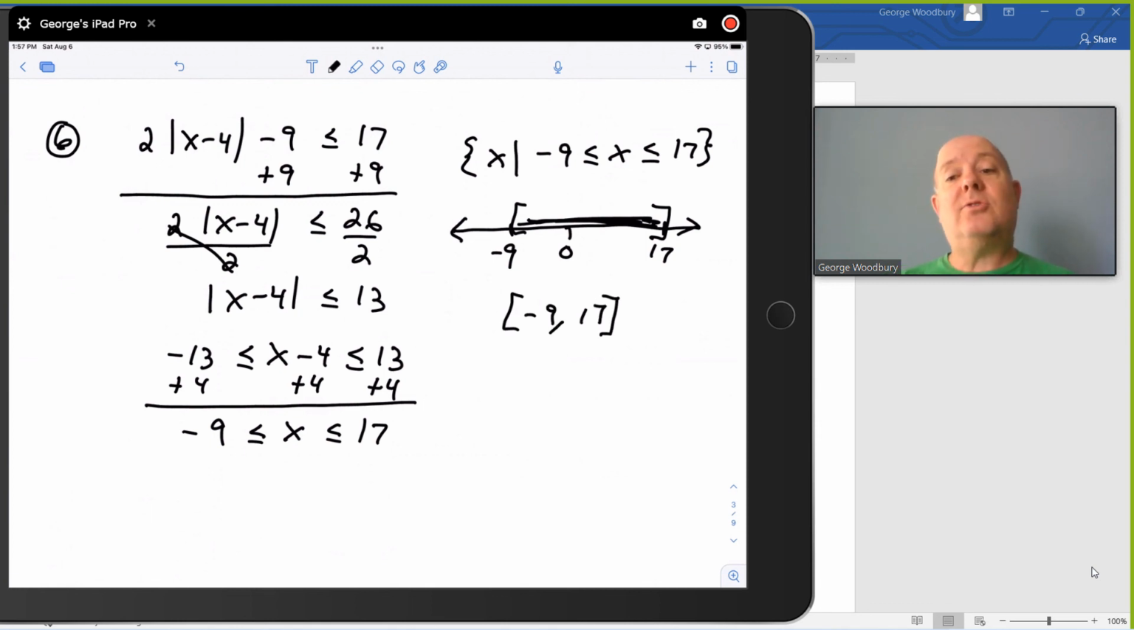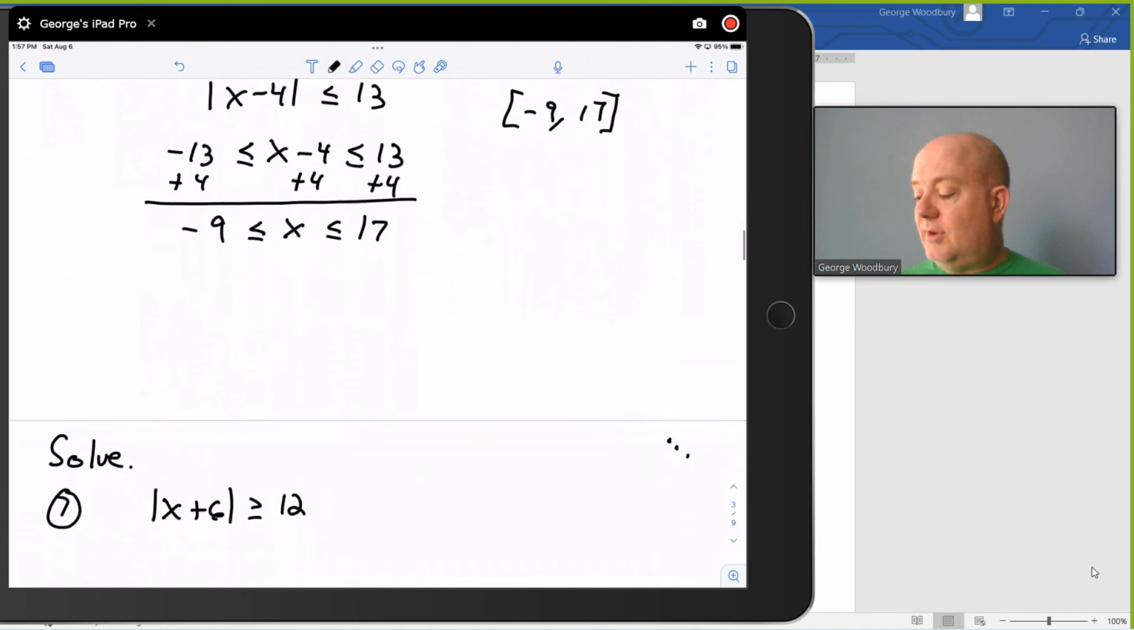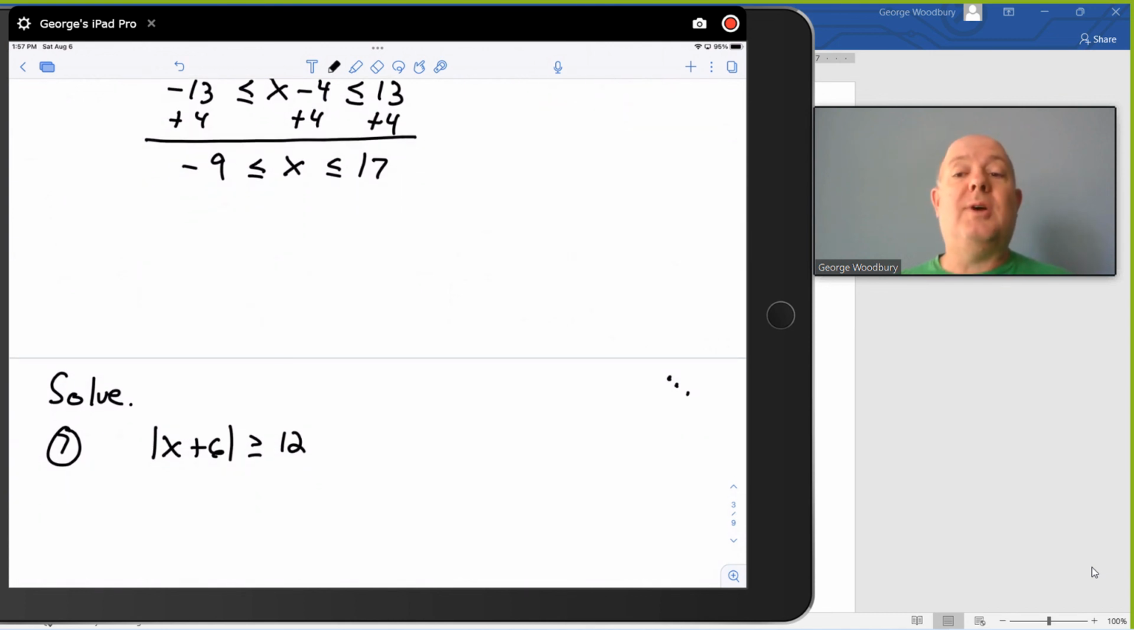All right, that's how you solve absolute value inequalities involving the less than sign. In the next video, we'll take a look at what to do when it's an absolute value greater than a positive number.